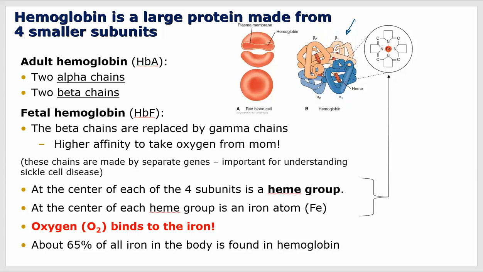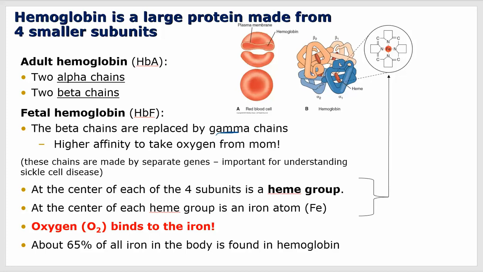And in adults, you have, like I just said, the alpha and beta chains. In fetal hemoglobin, they have gamma chains instead. So instead of beta chains in a fetus, you're going to have gamma chains. Now, that's going to be relevant. But let's first look at how the hemoglobin is put together, because that's also relevant.